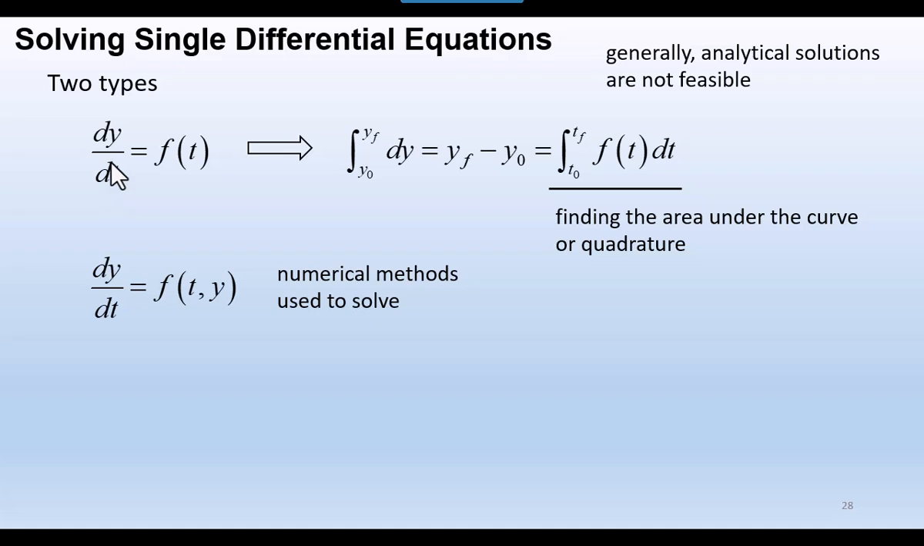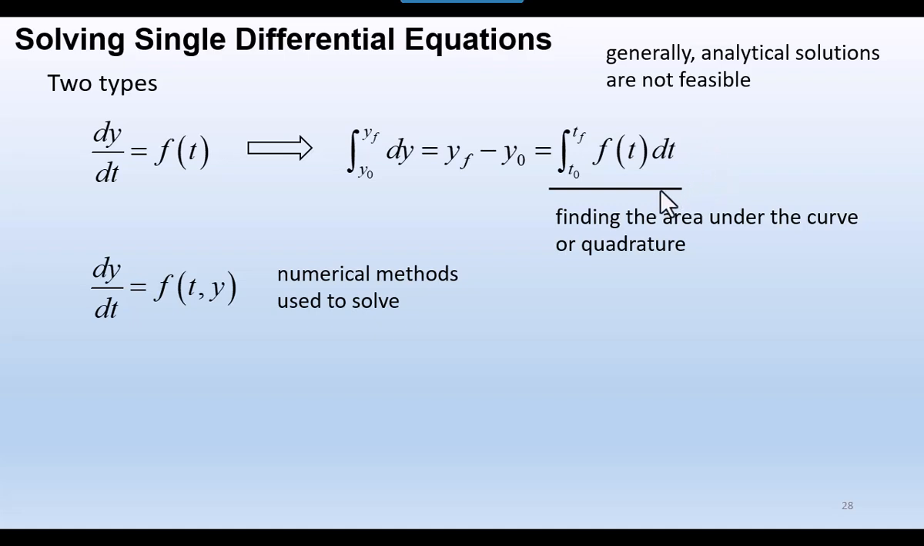The first one is where we have a derivative and then a function of only the independent variable. And we want to solve that differential equation by integrating it from some initial value of the dependent variable to some final value. And to get that result, we have to carry out this integral. And this is called a separable problem.